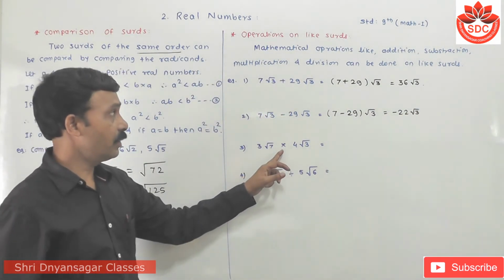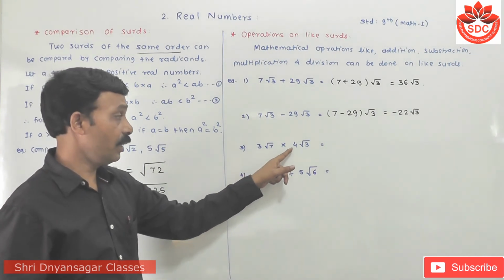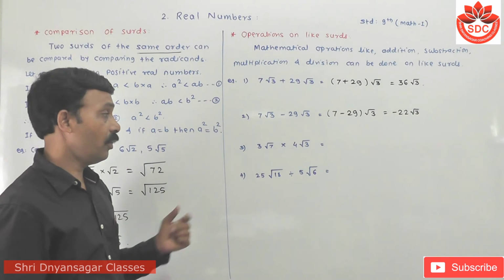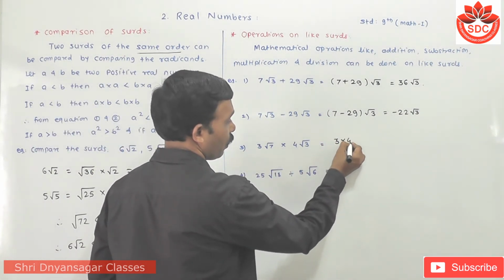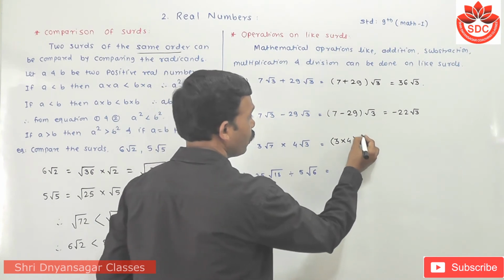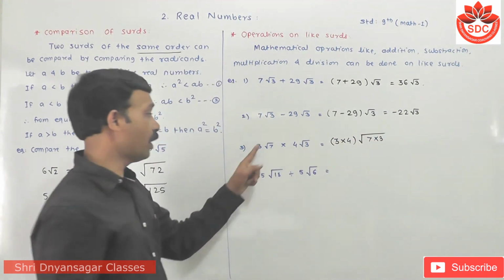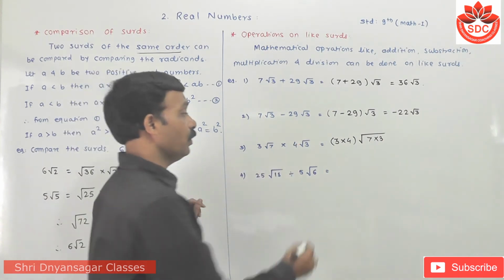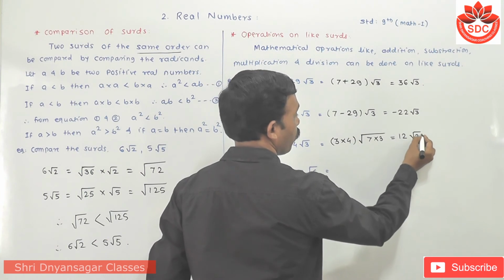Then we take the next one, multiplication. 3 root 7 into 4 root 3. Now you multiply the coefficients, 3 into 4, and you also multiply the radicands, 7 into 3, because the order is the same. So 3 fours are 12 into root of how much? 21.